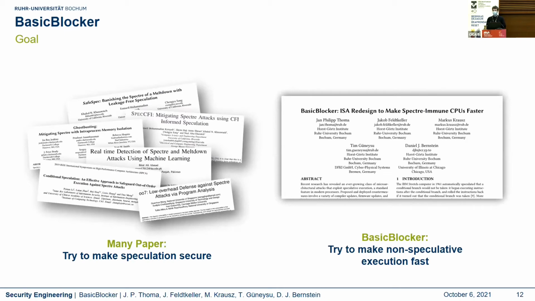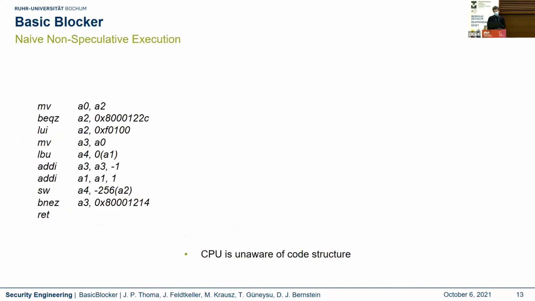So the main reason for speculation is really performance. So we try to figure out how we can make a CPU faster if we don't use speculation in the first place, which would mean that the CPU is secure against such type of attacks, and we don't need to define what is a secure behavior in the first place, which is of course evolving because of the arms race between attackers and defenders.